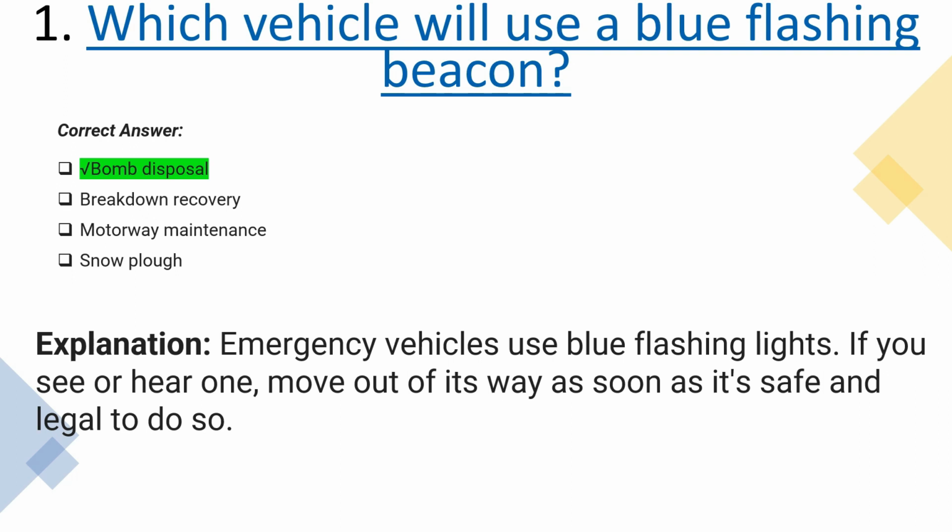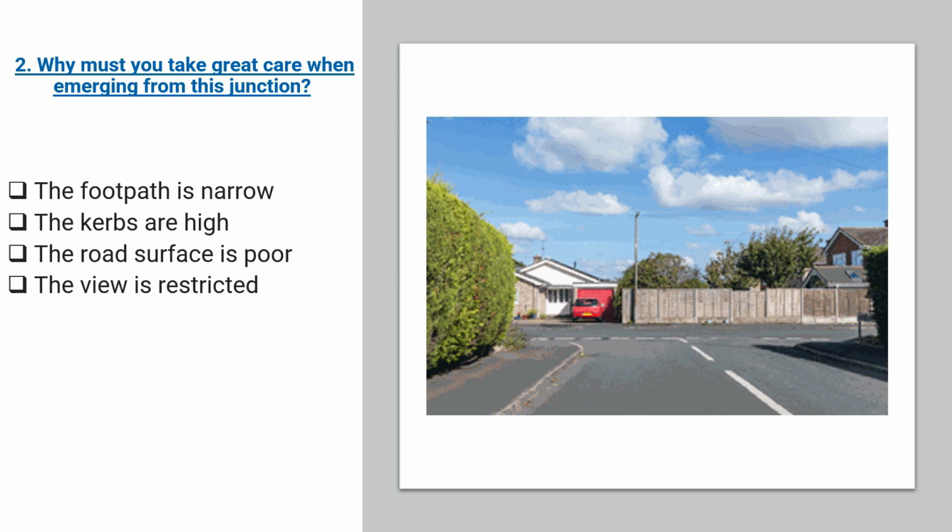If you see or hear one, move out of its way as soon as it's safe and legal to do so. 2. Why must you take great care when emerging from this junction? The footpath is narrow. The curbs are high. The road surface is poor. The view is restricted. Correct answer, the view is restricted.